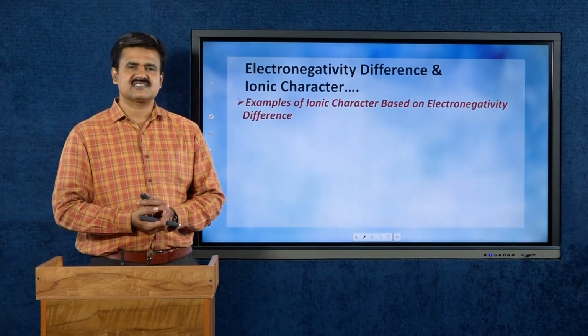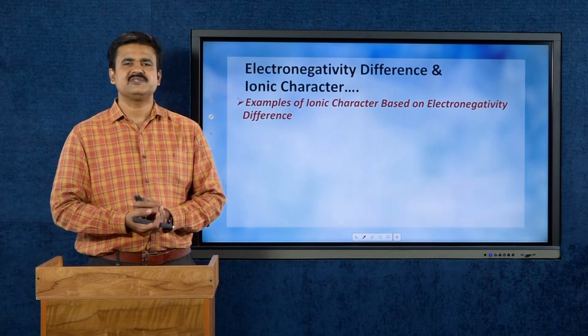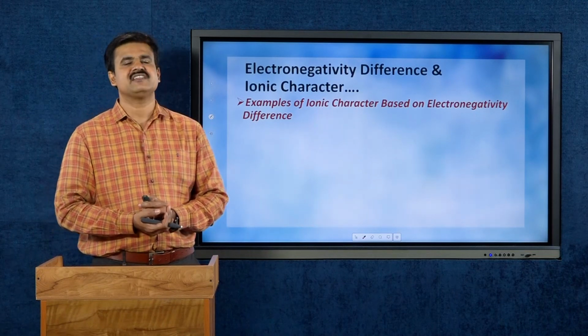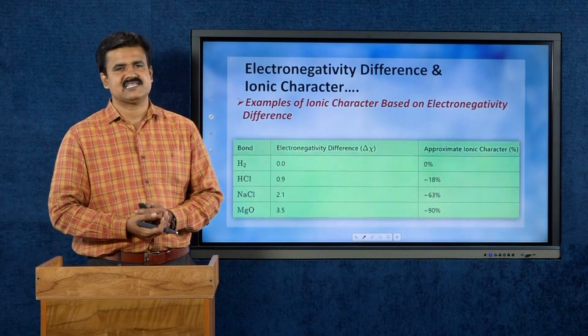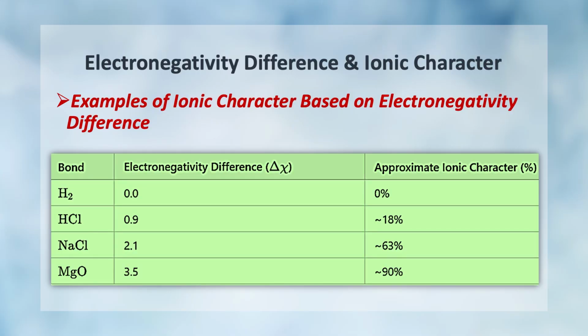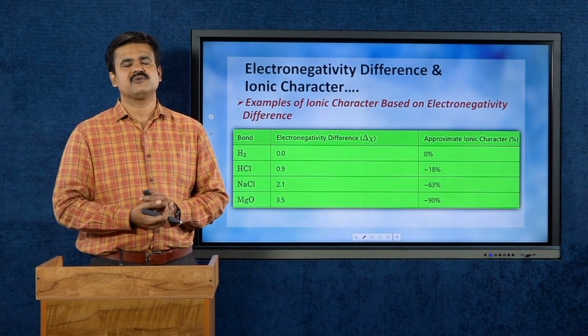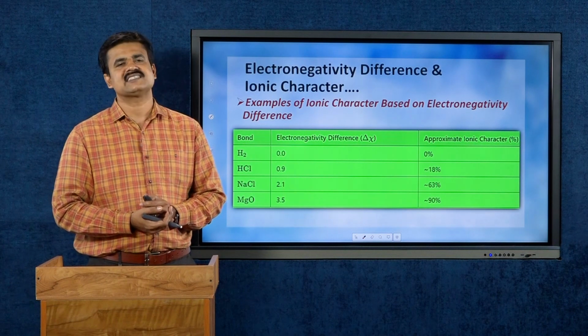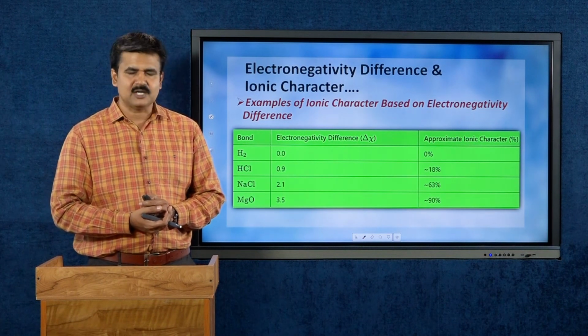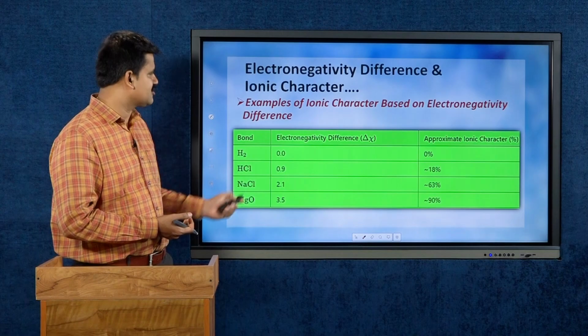Now, examples of ionic character based on electronegativity difference. We can illustrate this concept, electronegativity difference and its relation with ionic character, by taking some examples. In the first column, there are some molecules which are connected by bonds. The molecules are H2, HCl, NaCl, MgO. Yes, in all these molecules there are bonds also. In H2 there is a hydrogen-hydrogen bond, in Cl2 there is a chlorine-chlorine bond, and so on.